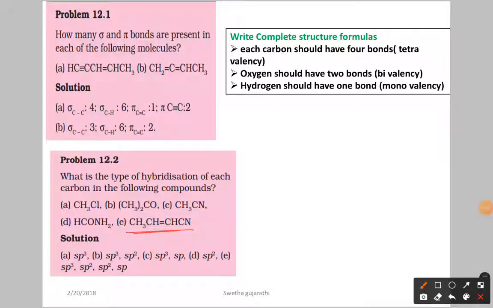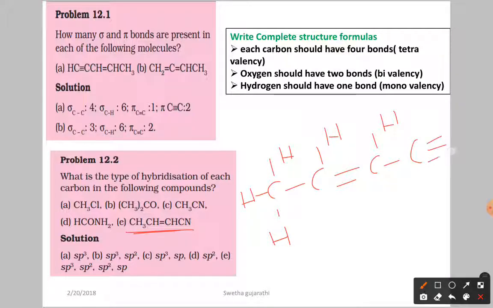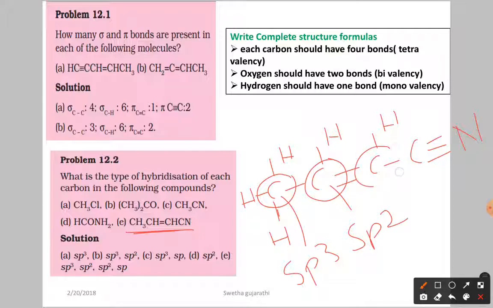Next this one. Here this is the molecule. The first carbon atom has 3 CH bonds, then 1 CH bond, then we have the double bond, then 1 CH bond, then the nitrogen with the triple bond. You have to satisfy the valency. Now this carbon has 4 sigma, so sp3. This carbon has 3 sigma, so sp2. This carbon again has 3 sigma, so sp2. Now this carbon has 2 sigma, so sp hybridization. Here you can see sp3, sp2, sp2 and sp hybridization.